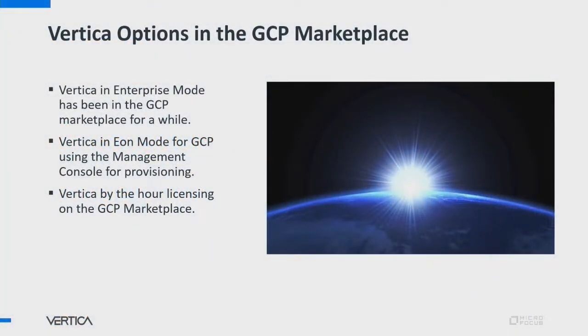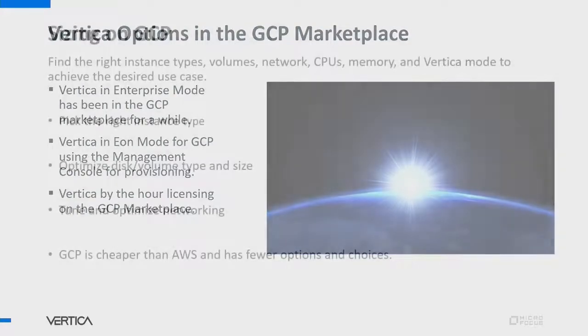GCP is actually the second cloud to see Vertica Eon Mode in general availability, back with the Vertica 10 release. What is most interesting about that is that shortly after the release of Eon Mode in GCP, we also started offering a by-the-hour licensing option, allowing customers to quickly spin up an Eon Mode cluster with no licensing limitation, only paying for the actual usage time on the cluster. This licensing model followed a similar one already being offered in the AWS space.